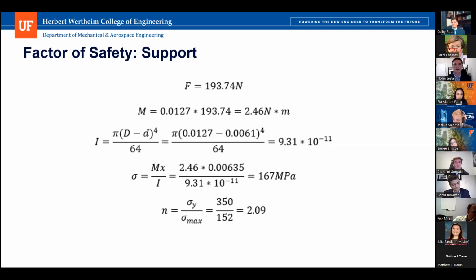Here we have our factor of safety calculation. So the force we calculated there was the wind force at the worst possible conditions. Then we did the bending stress calculation, and we got that with the steel pipe our factor of safety is 2.09, which exceeds the customer needs of 2.